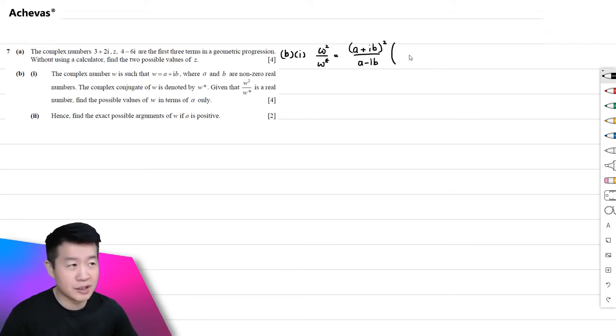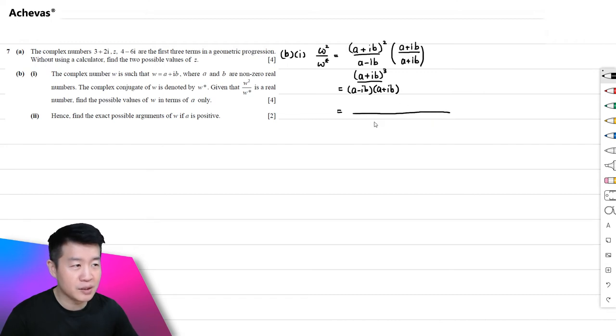And I'm going to try to rationalize this because my aim is to try to rewrite this into the form of x plus iy. So rationalizing this, I'll multiply the numerator by a plus ib, and the denominator also a plus ib. So this is a plus ib to the power of 3 divided by a minus ib multiplied by a plus ib. So for the denominator, I guess it is straightforward. The denominator will just be a squared plus b squared.